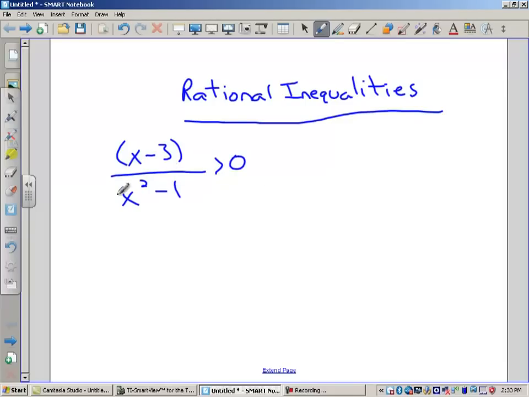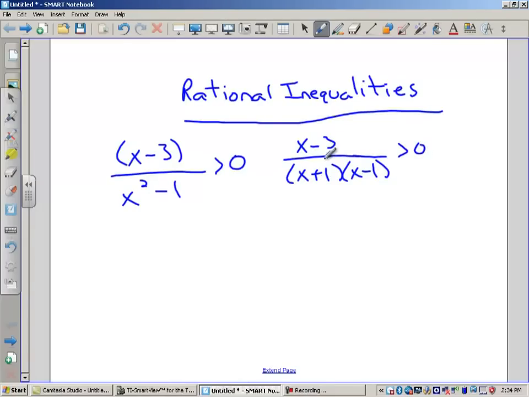Similar to what we did in the video with polynomial inequalities, we're going to take each factor and set it equal to 0, draw a little number line, and do some test values. So first, of course, I'll factor the denominator. That's a difference of squares, so that's x plus 1 times x minus 1. And I want to find out when this is greater than 0.